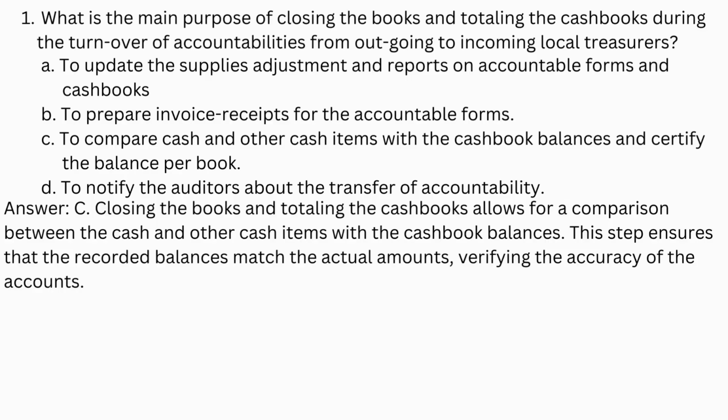Answer: Letter C. Closing the books and totaling the cash books allows for a comparison between the cash and other cash items with the cash book balances. This step ensures that the recorded balances match the actual amounts, verifying the accuracy of the accounts.